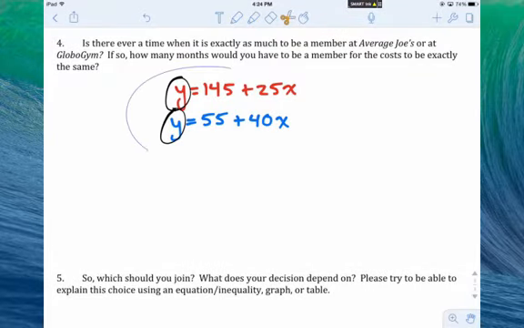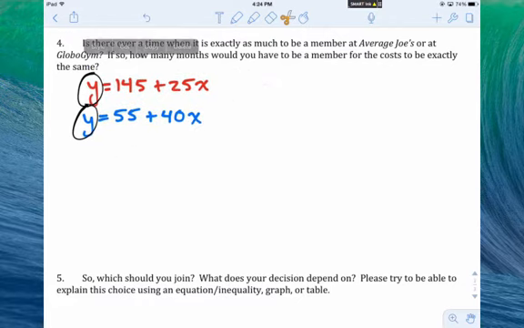If there is a number of months that will make those costs equal, then there should be some x value for which 145 plus 25x is equal to 55 plus 40x. So we've just got an equation on our hands, which I'm sure we should be able to solve.